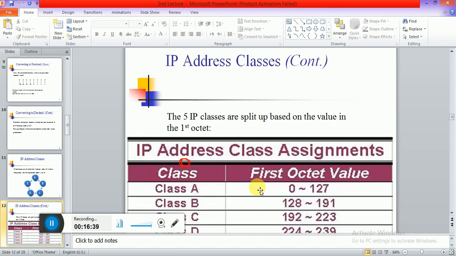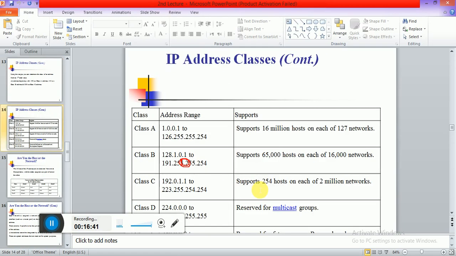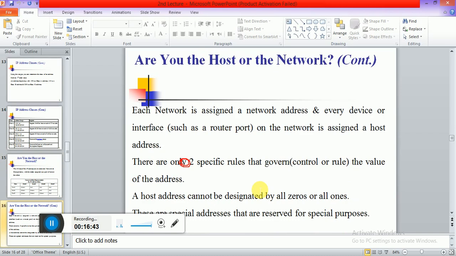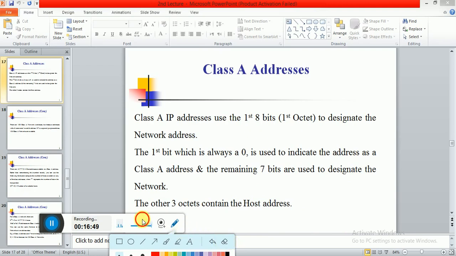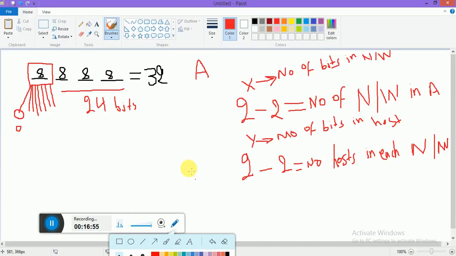Let me go to that slide. Okay, yes, this one. Here you see this point says that the first bit is always 0, it means that this bit should always be 0. The most significant bit in class A, and the first portion must be 0. The other bits can be 1 or 0, it does not matter.